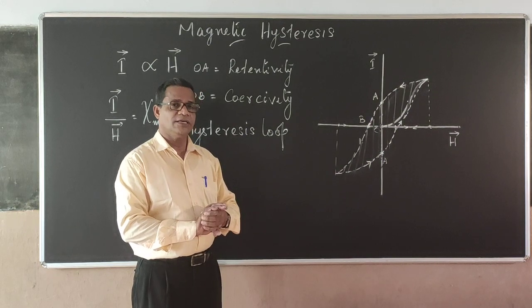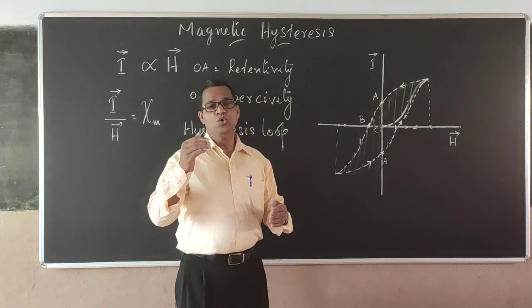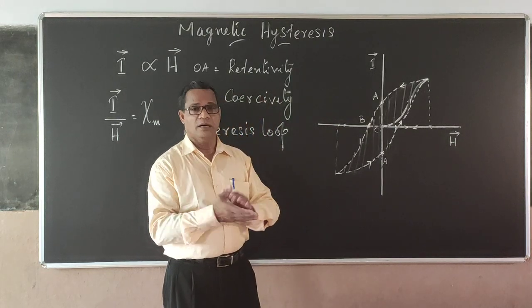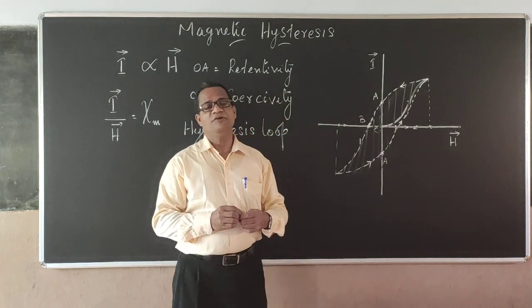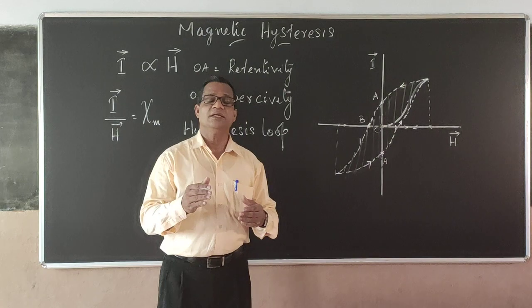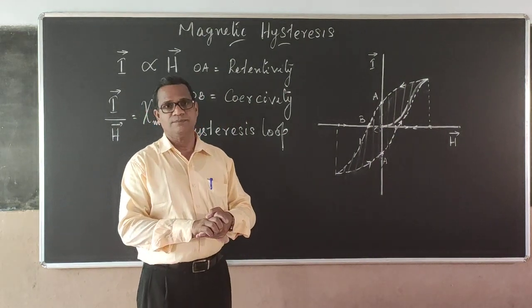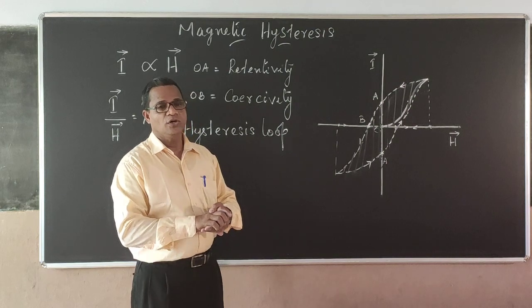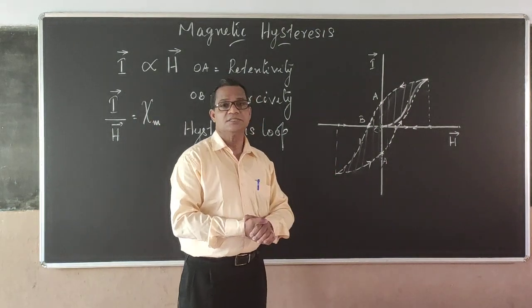Another point to be noted is that based on the hysteresis loop area, we can select the material for different magnetic purposes, for making temporary magnets and making permanent magnets. All those materials are chosen based on their hysteresis loop.